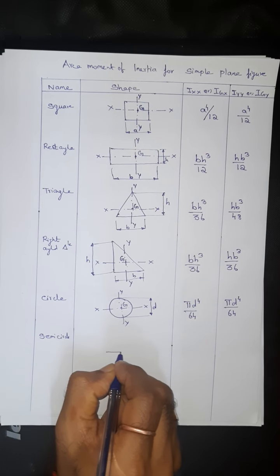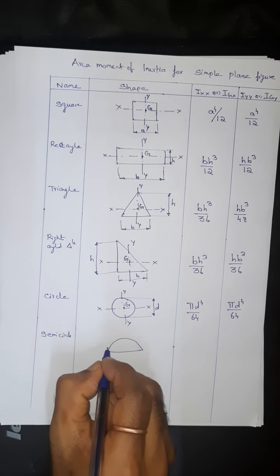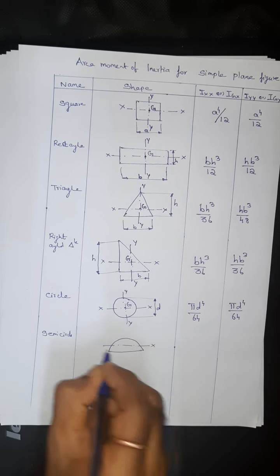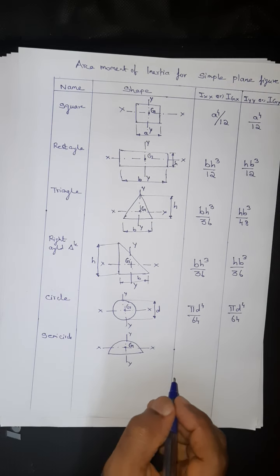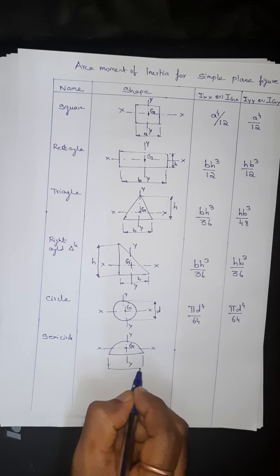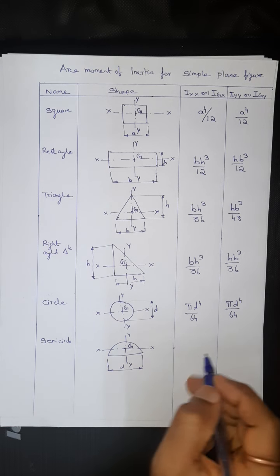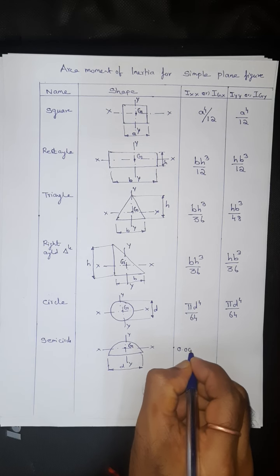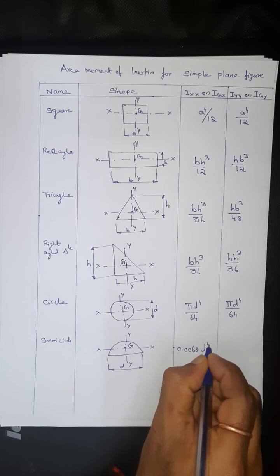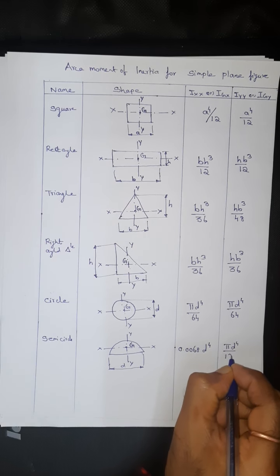Okay, so now this is for the semicircle, and this is the horizontal axis, which can be denoted as XX, and the vertical axis as YY. The intersection point, that is center of gravity G, right, and its diameter can be specified as D. The formula along the x-axis, the central axis XX, is 0.0068 D power 4. Along the y-axis, it is pi D power 4 by 128.